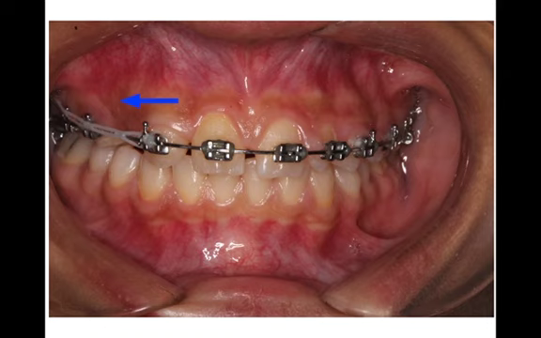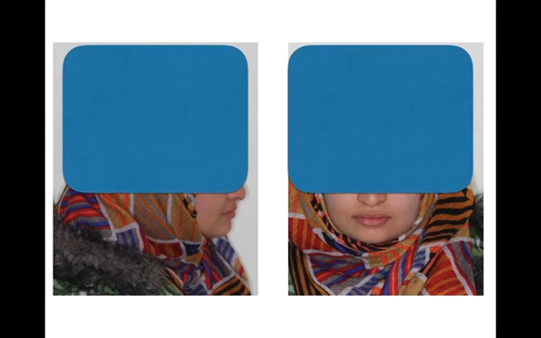This patient is not eligible for space closure simply because we have plenty of space distal to the canine. And we have a big shaped lateral on the left side, so it makes sense to distalize the canine and then place an implant in the place of the lateral incisor. So what we can do is push the canine distally and create space for this lateral incisor.